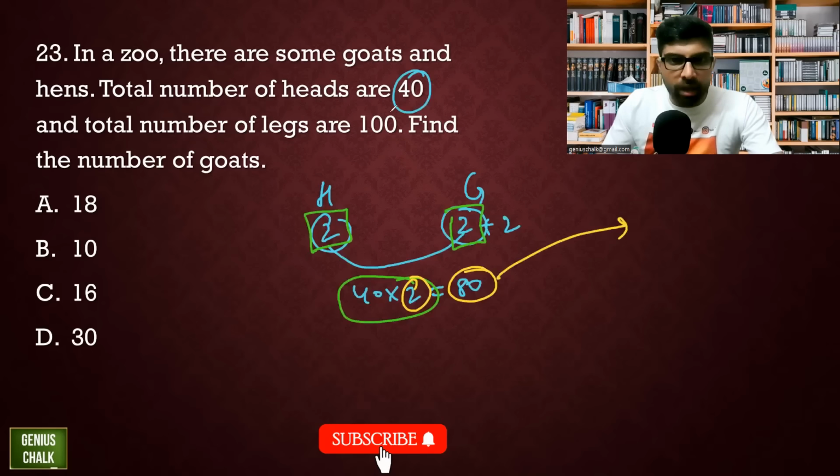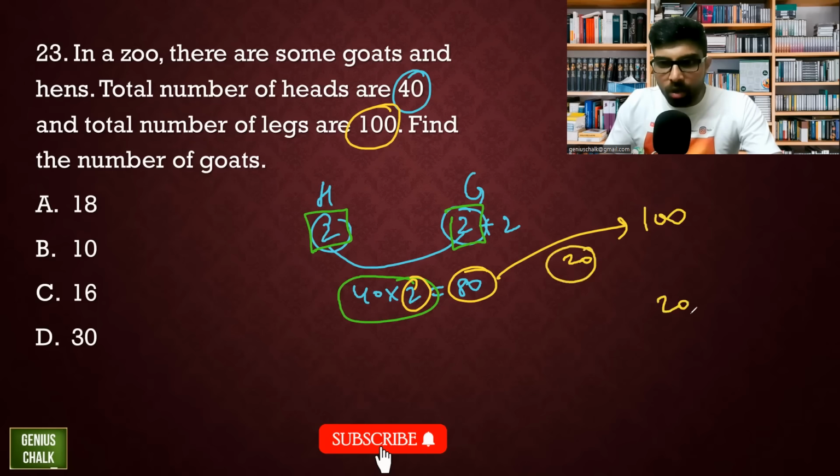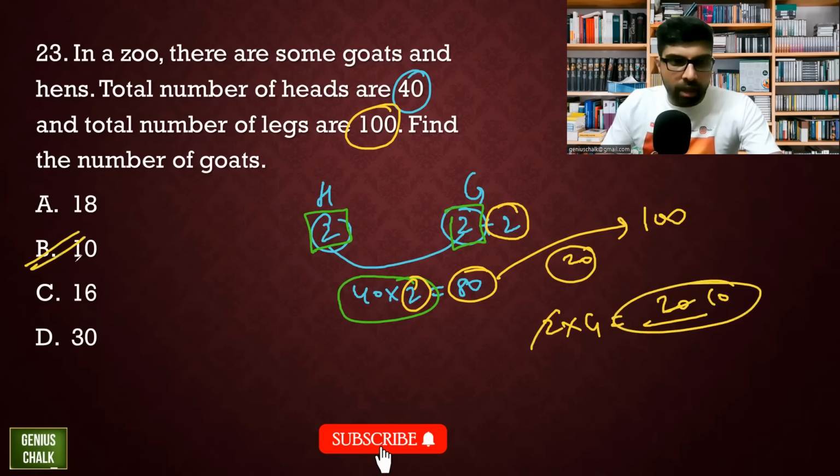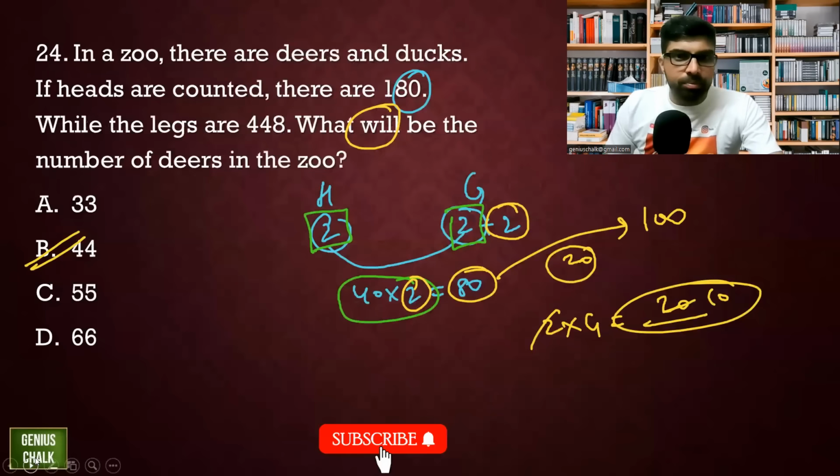But what is the total number of legs? It is 100. That means how much more? 20 more. Why? Because there are 2 extra legs for goats. So how many goats? It will be 10. So this is again coming out to be the same. It is 10. Right? Next one.